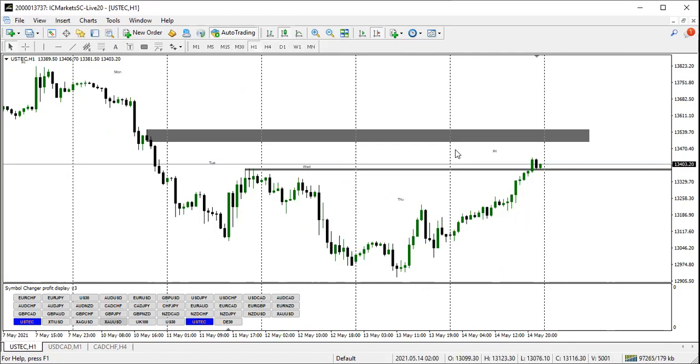So definitely, if a buying opportunity presents itself and the selling opportunity doesn't present itself, don't force a sell. Just look to buy, right?